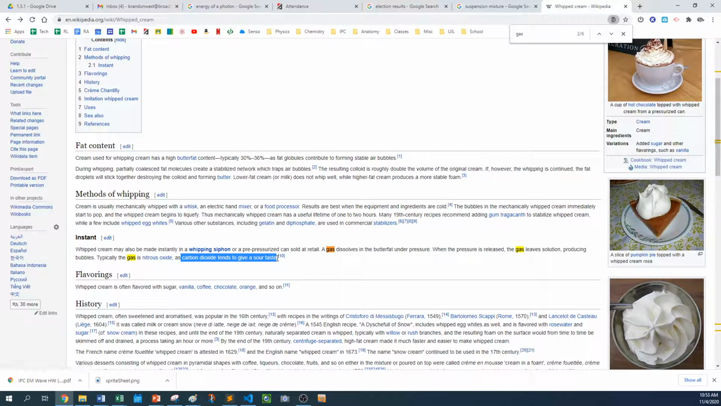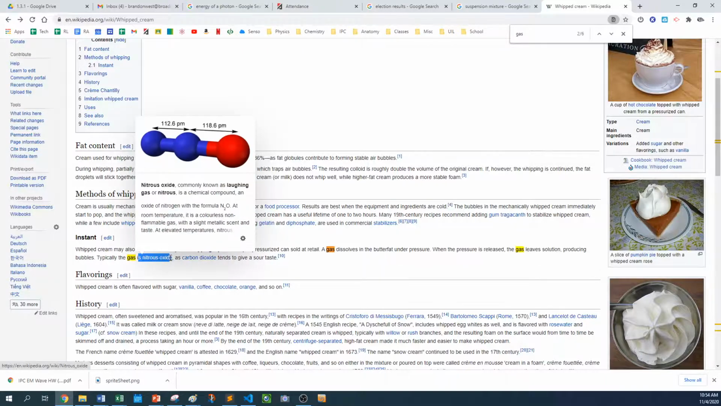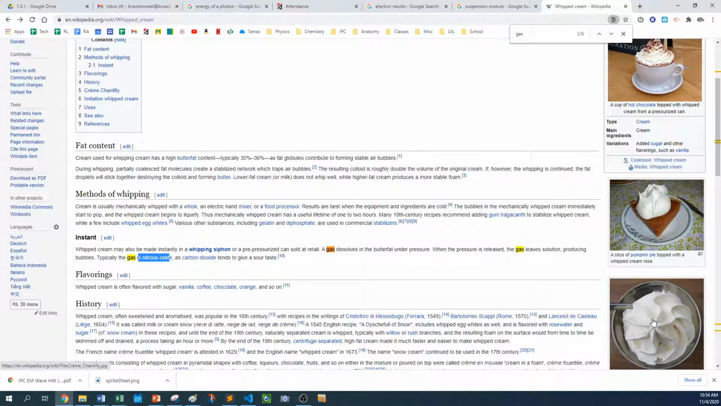Carbon dioxide tends to give it a sour taste because it reacts and turns into an acid, carbonic acid. The reason why Coke is slightly acidic is because your Cokes have CO2 dissolved in them, which gives them a slightly sour taste. But it has a lot of flavoring and sugar in there, so you don't taste the sour. But it turns into an acid. They put nitrous oxide in. So this is a mixture of cream with tiny bubbles of nitrous oxide. So it's a mixture of nitrous oxide and cream.